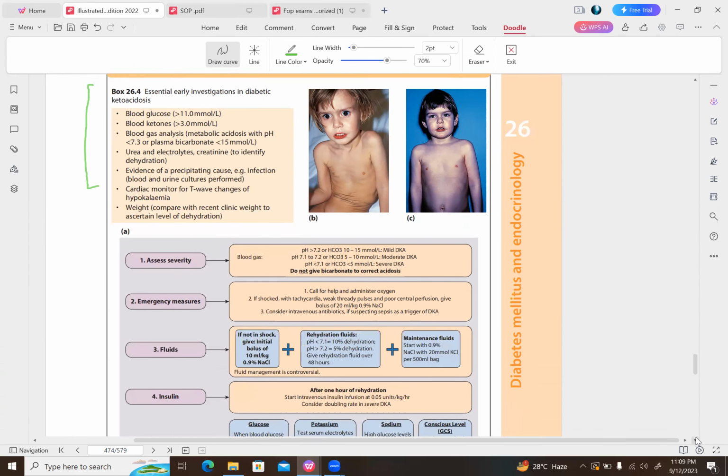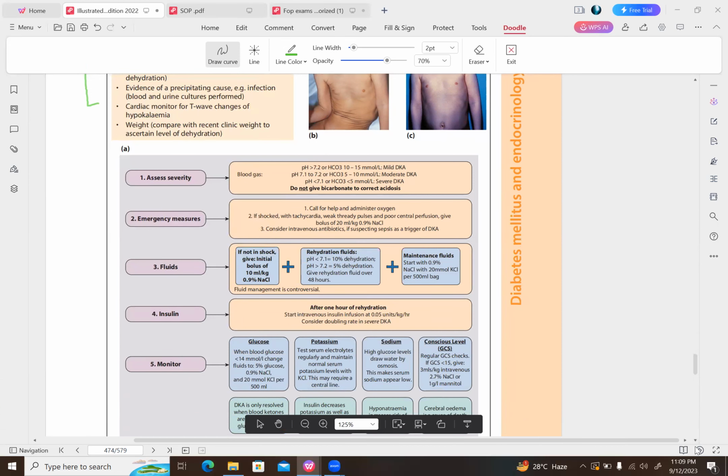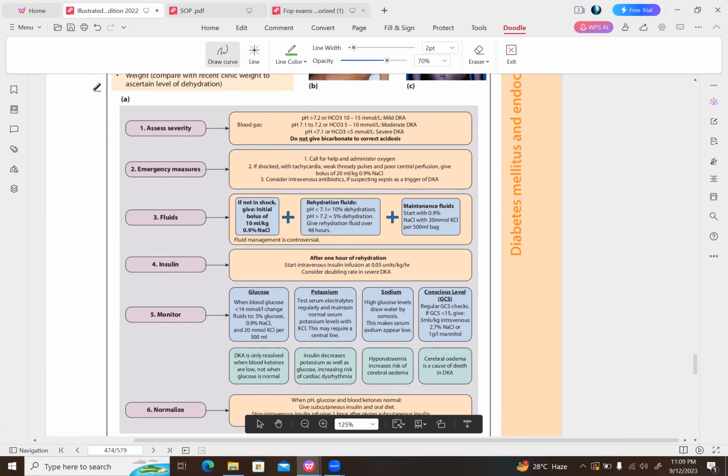Okay, see, they have given the steps in a beautiful table. They say you assess the severity. And remember this: do not give bicarbonate to correct acidosis. This was discussed in one of my groups. You don't have to give bicarbonate according to these guidelines to correct this metabolic acidosis. First, you assess the severity, look at the pH, then the emergency measures, that is giving the bolus, antibiotics, etc.